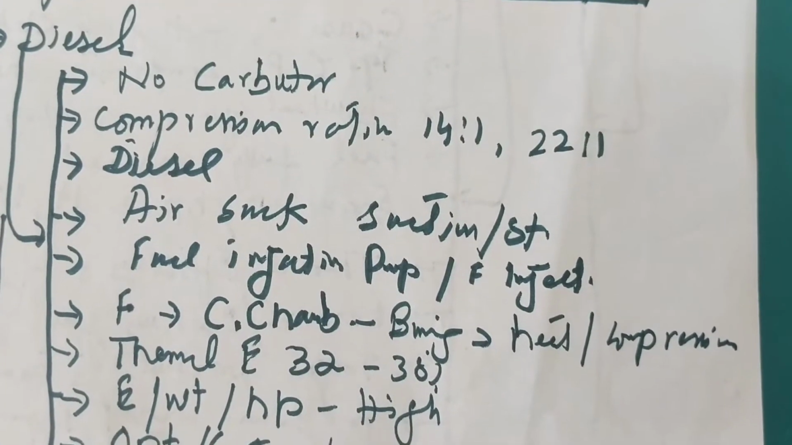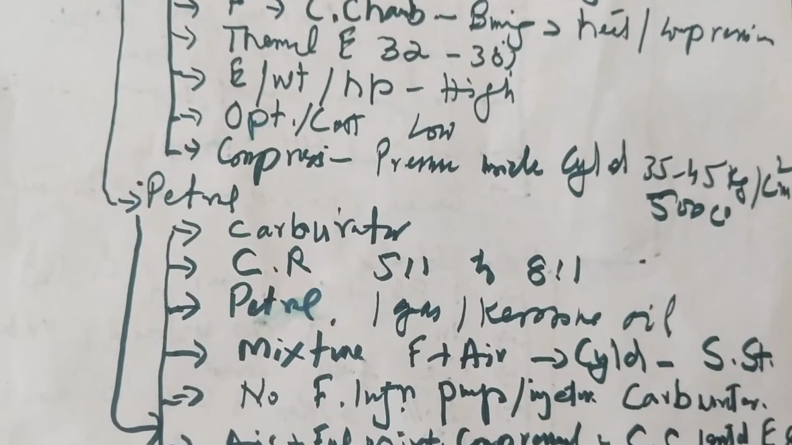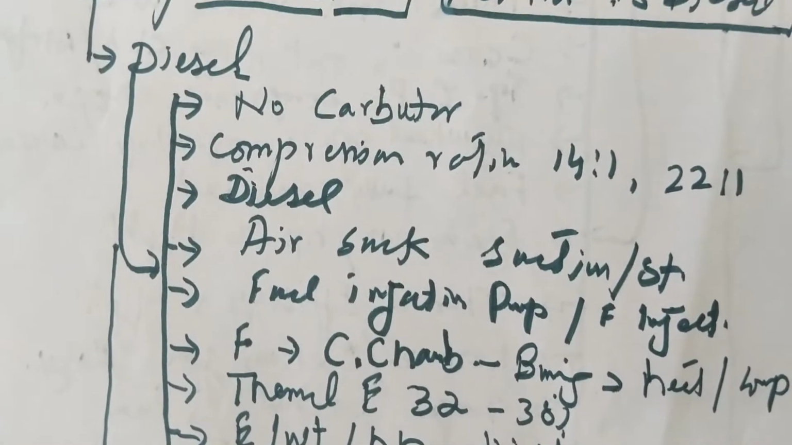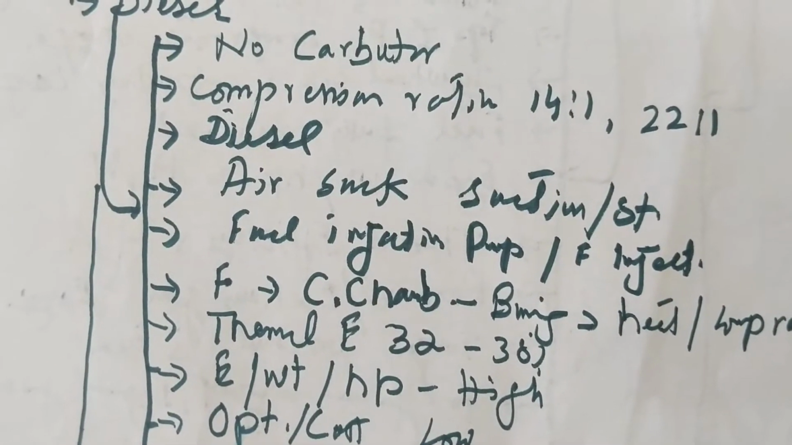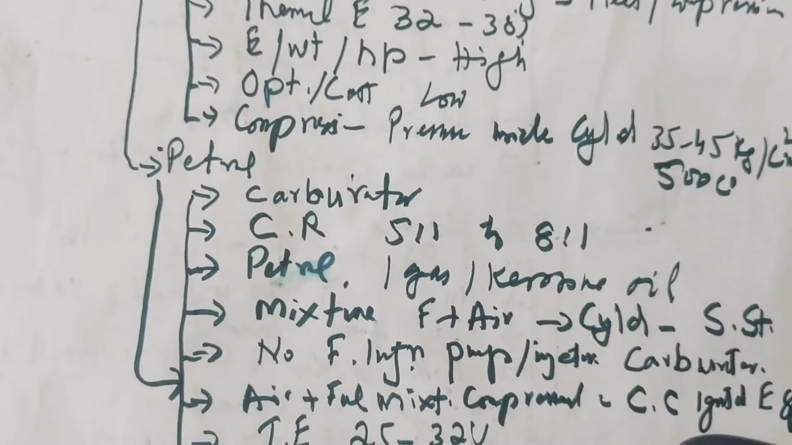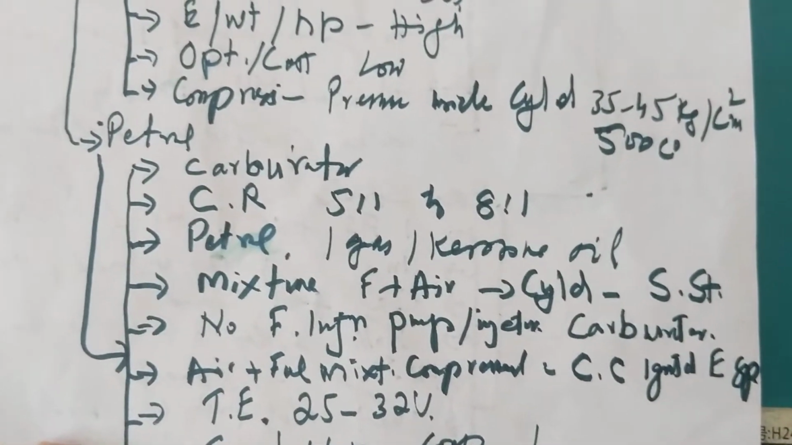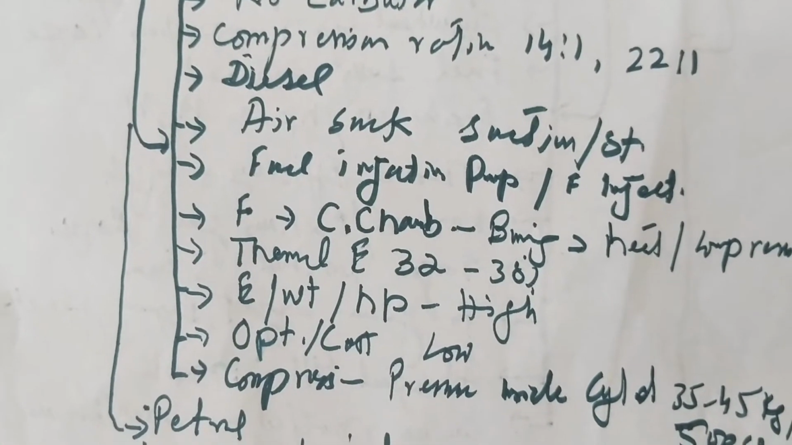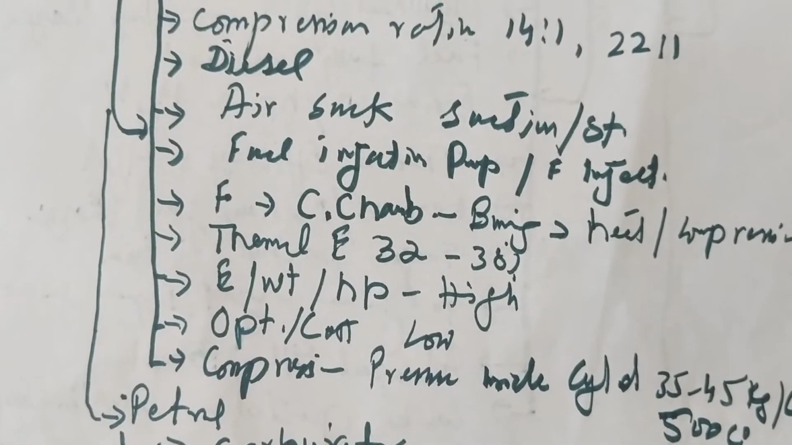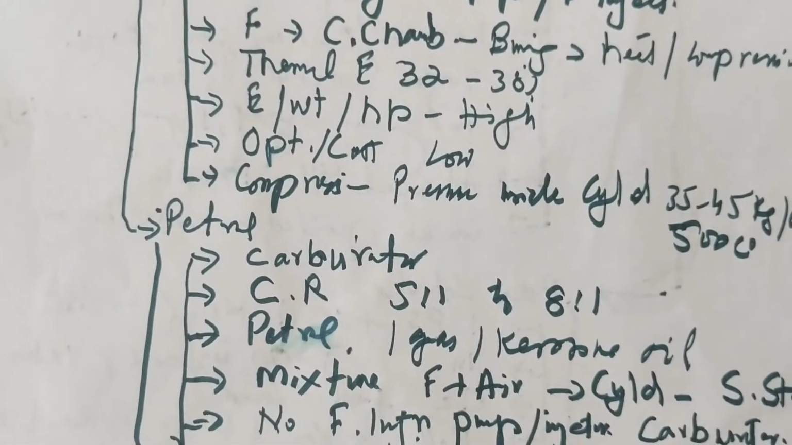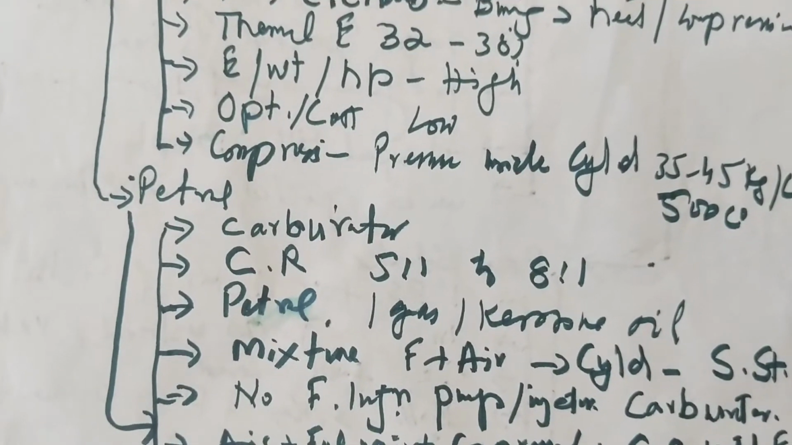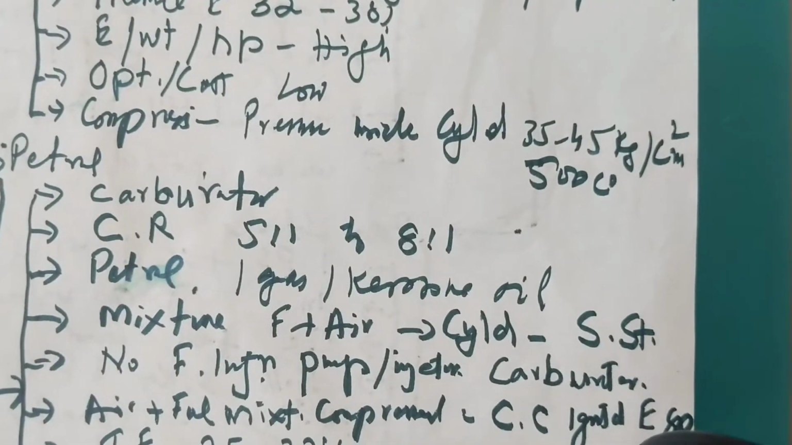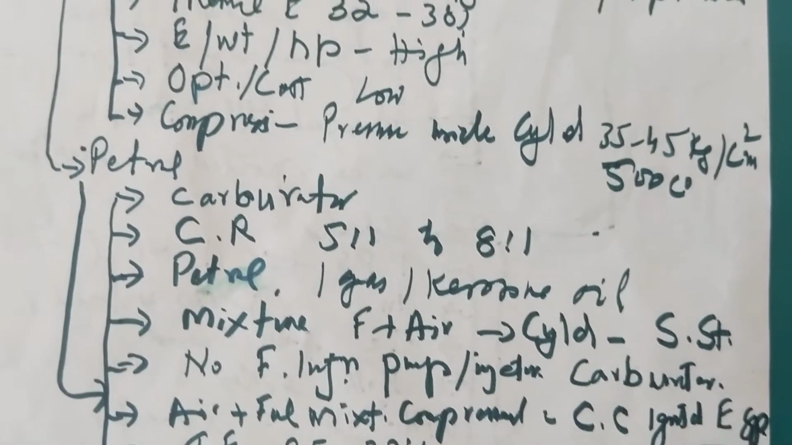14 to 1 to 22 to 1, whereas in case of a petrol engine, the compression ratio is 5 to 1 to 8 to 1. Next point, in case of a diesel engine, diesel is used as fuel, whereas in case of a petrol engine, it may be petrol, gas or kerosene oil as fuel. Next point, in a diesel engine, air is sucked into the cylinder using the suction stroke, whereas in case of a petrol engine, a mixture of fuel with air is sucked into the cylinder using the suction stroke.